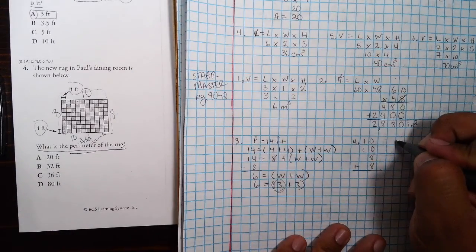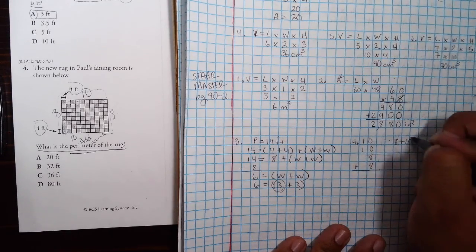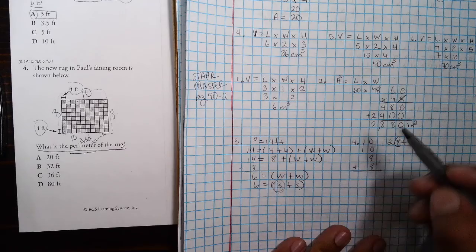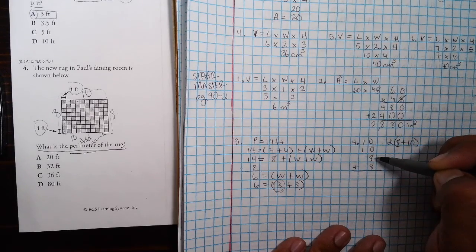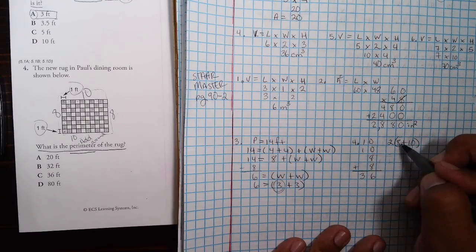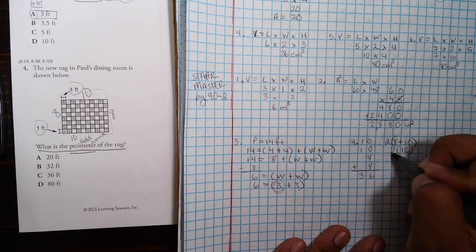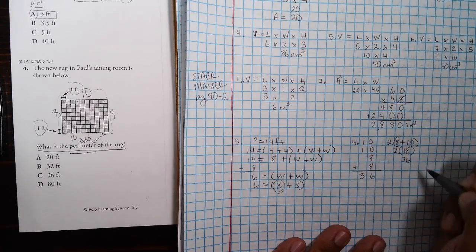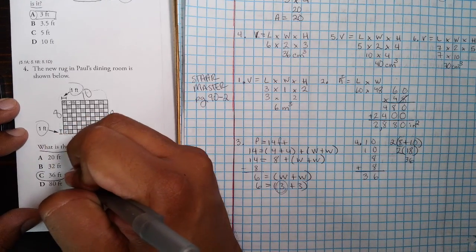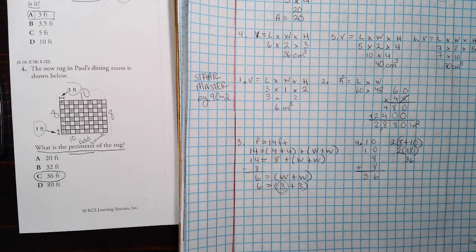Or I could also do 8 plus 10 times 2. Remember, both of these are going to give me the same answer. 10 and 10 is 20, plus 8, 28. That's going to give me 36. 8 and 10 is going to give me 18. 18 times 2 gives me 36. The same thing. My answer is 36 feet. Alrighty. Sounds good.